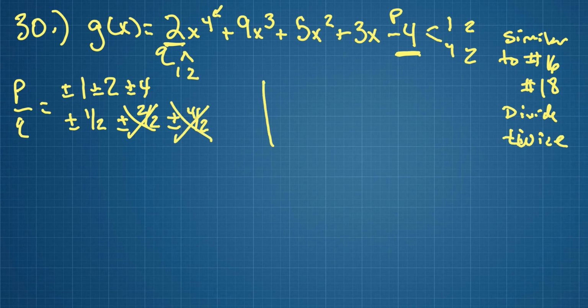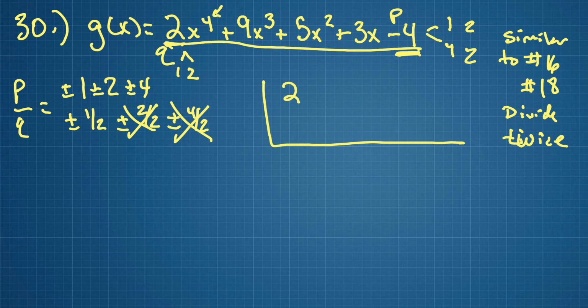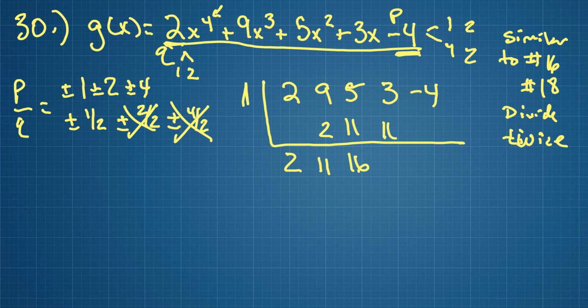Now I'm going to make my box. I'm going to put these numbers on the inside, 2, 9, 5, 3, and negative 4, and I'm going to guess 1. So I put 1 on the box. I drop it down, 2. 2 times 1 is 2. 9 and 2 is 11. 11 gives me 16 here. 1 is 16. I get 19. That's not going to give me positive 4, so I know 1's not going to work.